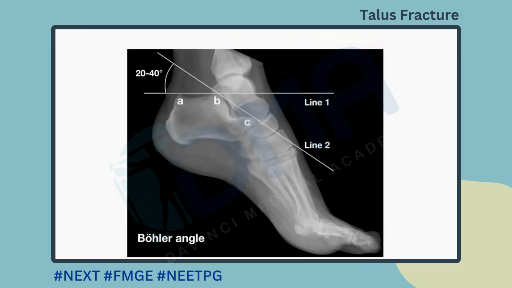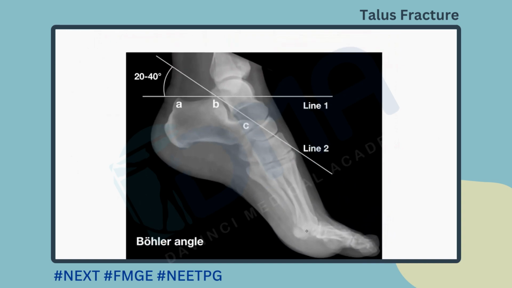Okay, you are going to draw two lines. One line along the posterior aspect of the calcaneum over its superior surface. This is the posterior side and this is the anterior side. Clear? And this surface is the superior surface. This is the inferior surface and this is the posterior surface. Okay, clear?